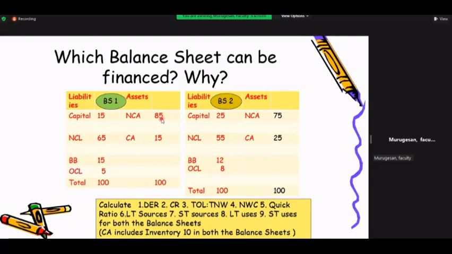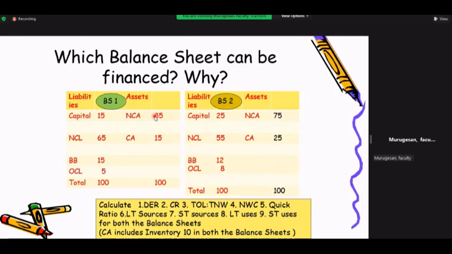What does it mean? They have done diversion. What is diversion? The 5 rupees has come from where? 15 plus 65 is 80 only. But how were they able to create NCA of 85? NCA means long-term assets. When the long-term sources are 80 only, they have created long-term assets of 85. Now this company is mismanaged. This company is already NPA.